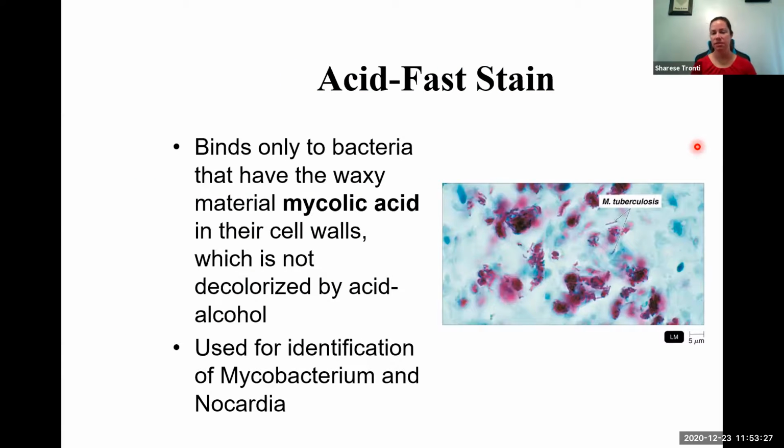Next, we have acid-fast stain. So this is another differential stain, and it's going to be used specifically for any bacteria that have this waxy material called mycolic acid, you need to know that, in their cell walls. So that's going to be in Mycobacterium and Nocardia species. All of these species have mycolic acid, and because of the mycolic acid, they don't stain very well with the gram stain. So we do this other stain instead, and it's called acid-fast stain.